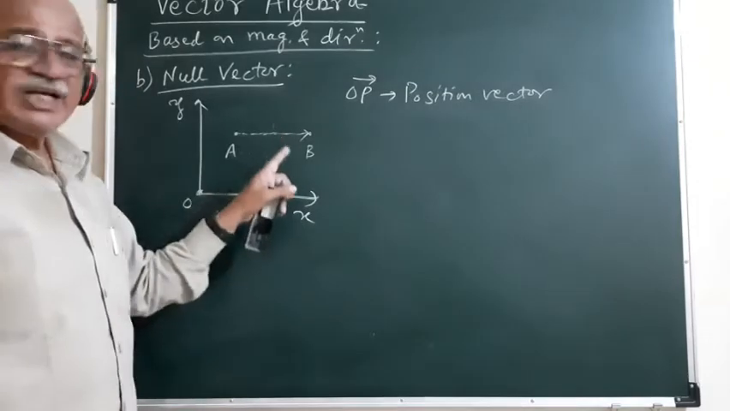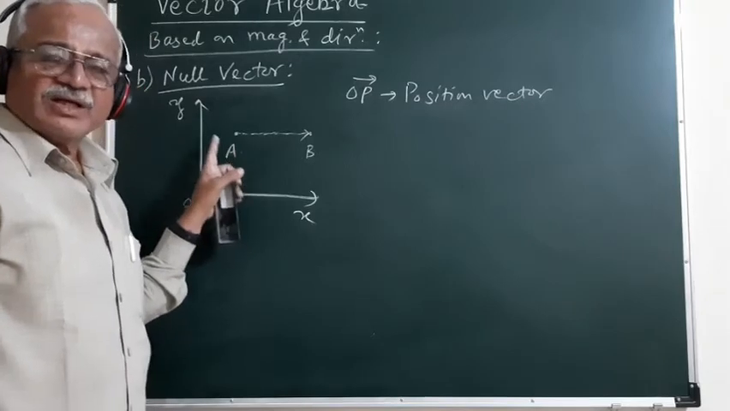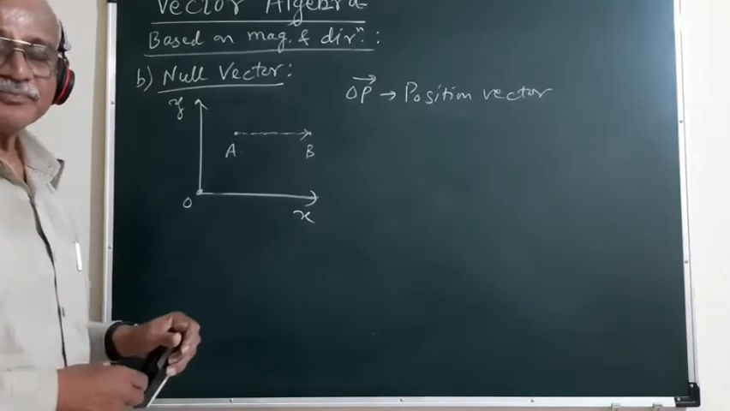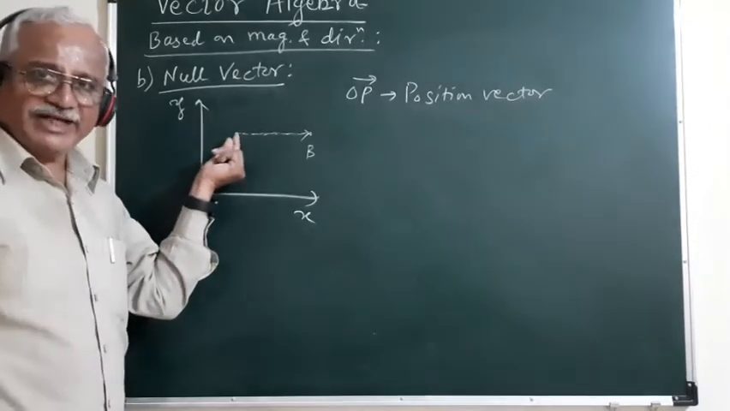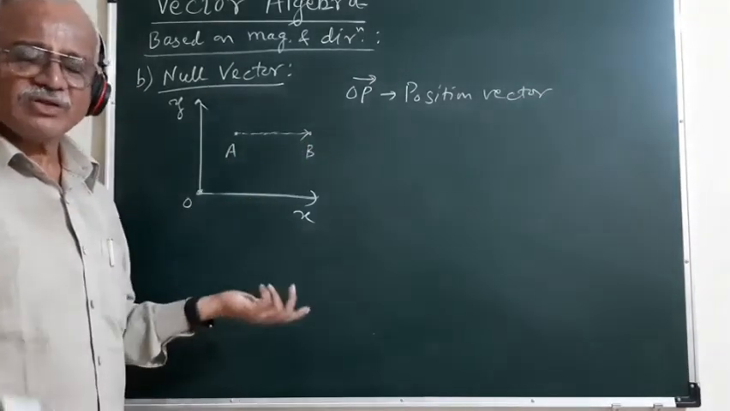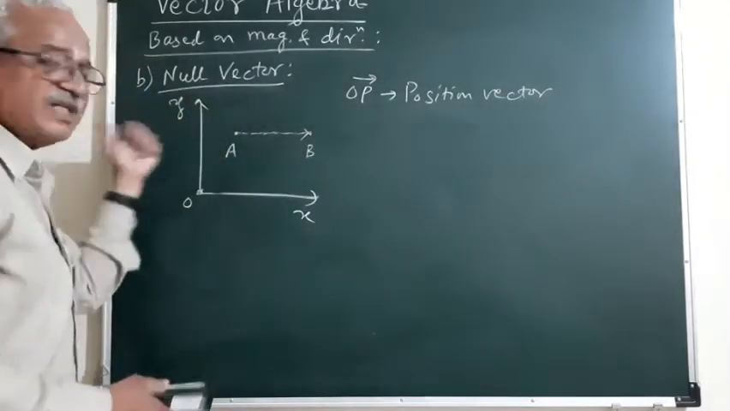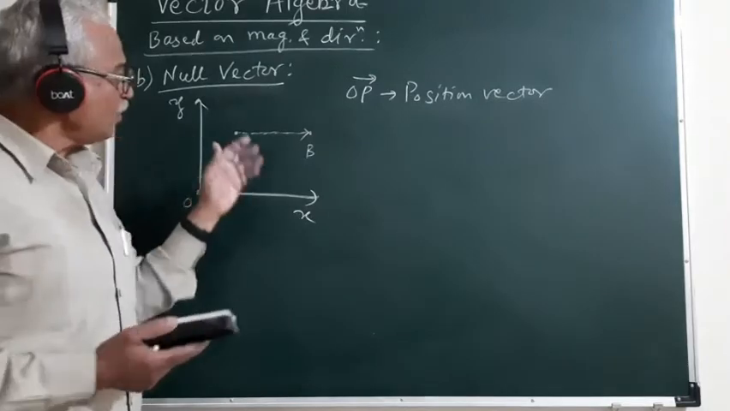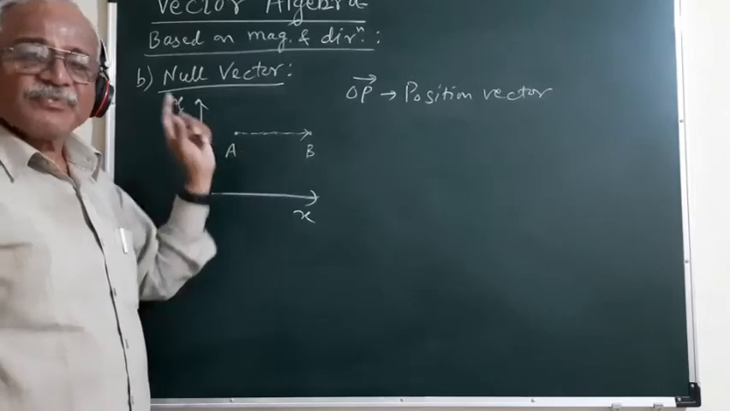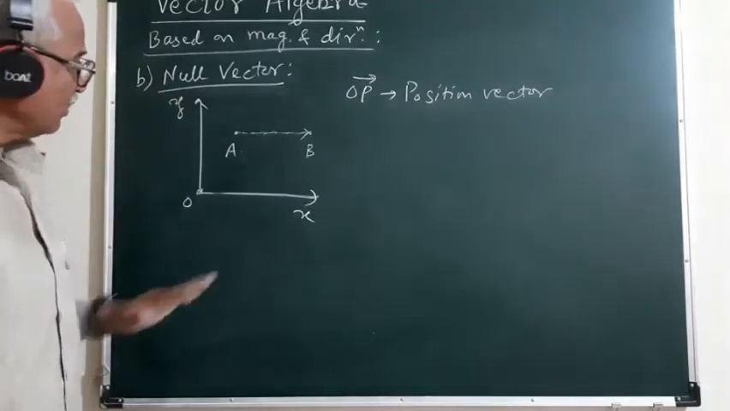But if this particle is at rest at position A itself, then the displacement vector of such a stationary particle will have zero magnitude and it will have no direction, because this particle is not displacing in this direction or this direction or this direction, no way. So the displacement vector of a stationary particle is another example of the zero vector or null vector.